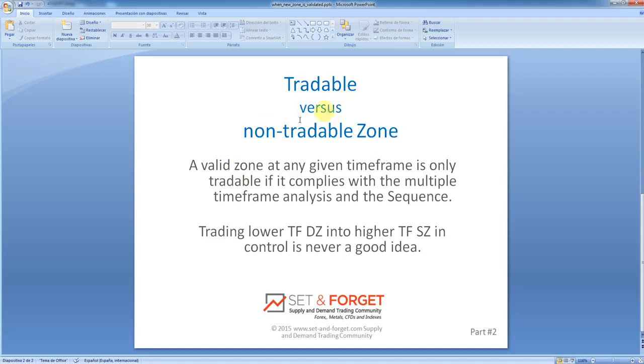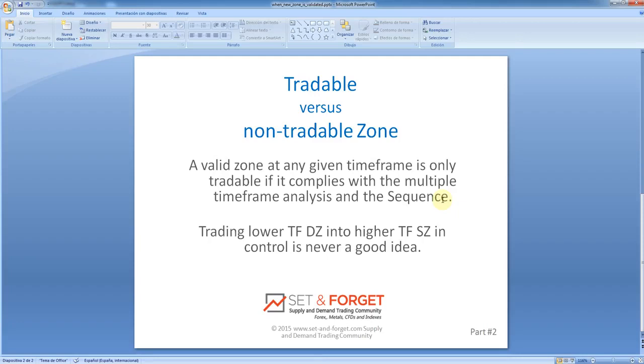So let's talk about the tradable versus non-tradable zone. A valid zone at any given time frame is only tradable if it complies with the multiple time frame analysis and the sequence. What does that mean? That you need to apply the sequence. You need to analyze each time frame independently, those time frames that you have chosen in your sequence, like monthly, weekly, daily, or weekly, daily, 4 hour, or 4 hour, 1 hour, 30 minute, whatever you're trading.